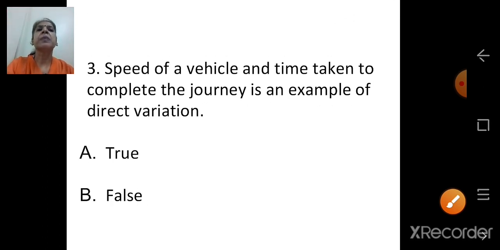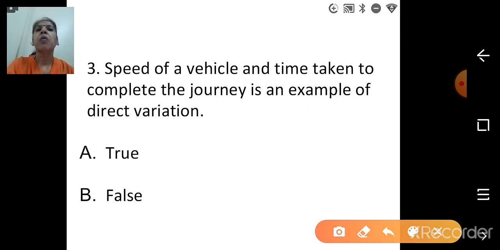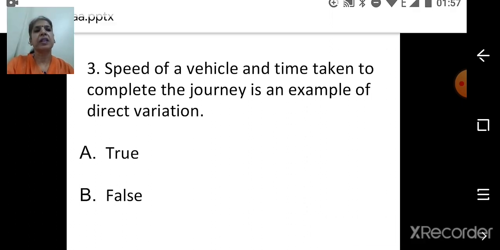Next is, speed of a vehicle and time taken to complete the journey is an example of direct variation. So what is the answer? It is false. The reason is, speed of a vehicle and time taken to complete the journey, the distance is the same. If you increase your speed, time taken will be less. Or if your speed is slow, you will take more time. So it is an example of inverse variation, and here it is asked direct variation. So our answer is false.